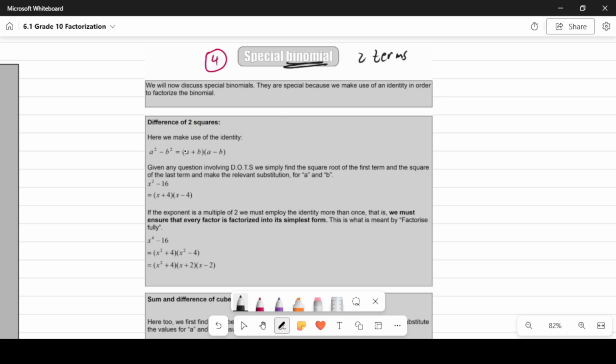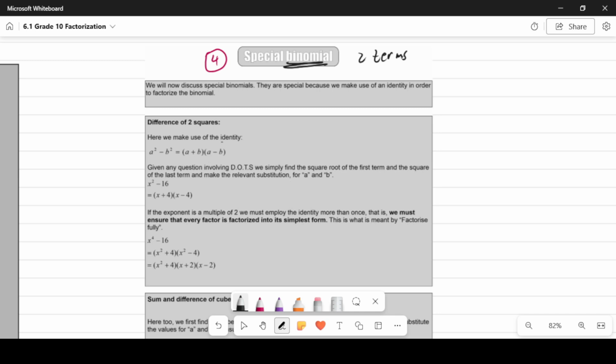Difference of two squares I've already discussed extensively. You have two terms and they are both perfect squares and they are separated by a minus sign. Then you will employ the square root of the first term, square root of the second term, square root of the first term plus the square root of the second term in one bracket, and in the second bracket will be the square root of the first term minus the square root of the second term.